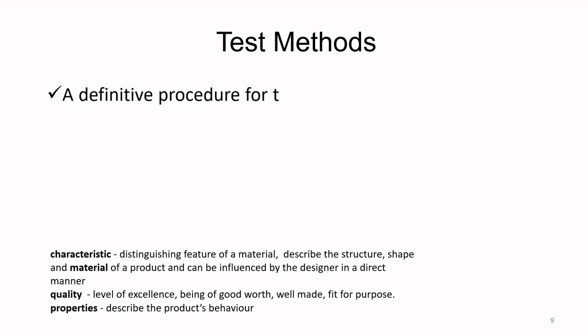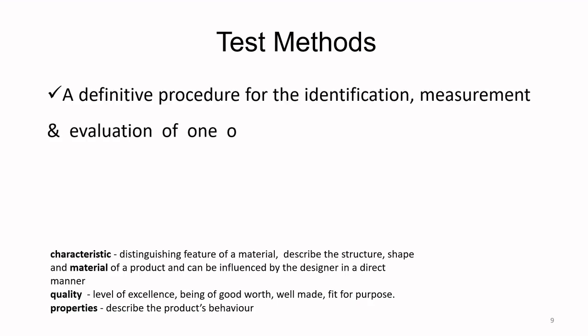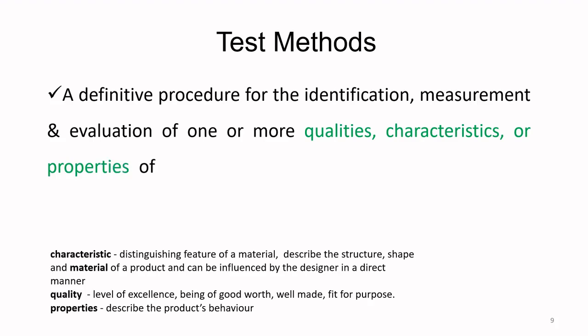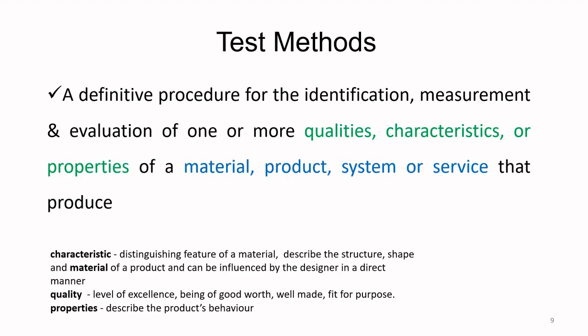If you look at the test methods, a definitive procedure for the identification, measurement, and evaluation of one or more qualities, characteristics, or properties of a material, product, system, or service that produces a test result. Now, put it in very simple terms, a test method, let's say, for example, if you want to test the color fastness of a blue cotton fabric, that's one scenario.